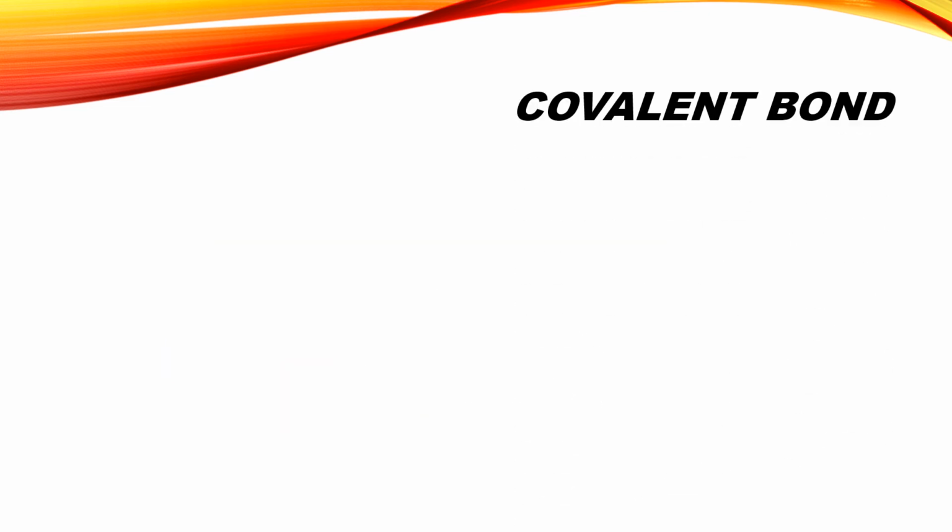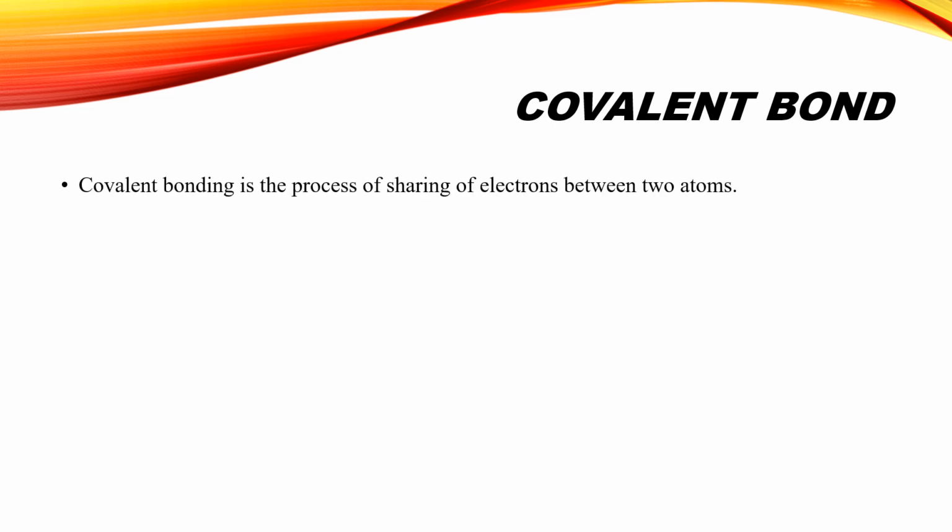Another one you have to learn, covalent bond. Covalent bonding is the process of sharing of electrons between two atoms, right? So what is the covalent bond? The sharing of electrons. Ionic bond માં શું હતું? Transfer the electrons. But in covalent bond is sharing of electrons.